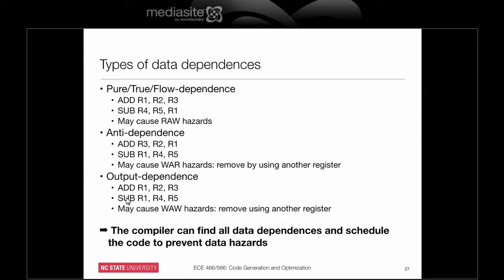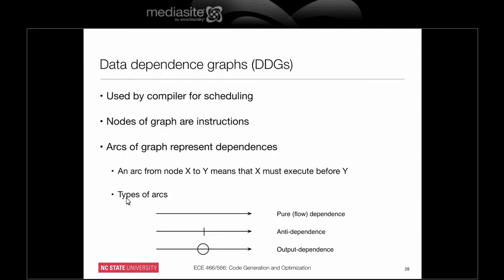Okay, so we want the compiler to find all these data dependencies and then schedule the code in a way to prevent as many data hazards as possible. Now, when we draw a data dependence graph, the way we're going to draw it is with nodes and edges, right? And we'll have a node for every instruction. And then we'll have an edge or an arc between instructions to convey different types of dependence. And we'll have a plain arrow to indicate true dependence. We'll have an arrow with a line through it to indicate anti-dependence. And then we'll have an arrow with an O on top to indicate output dependence.